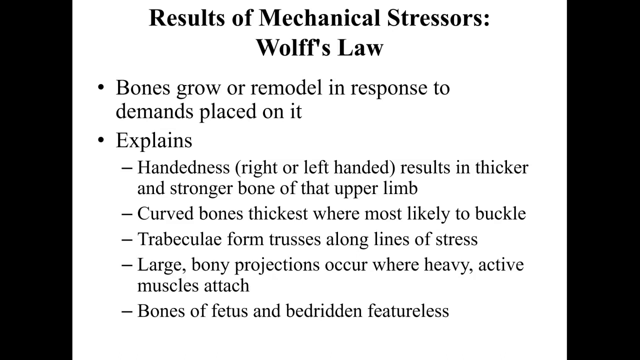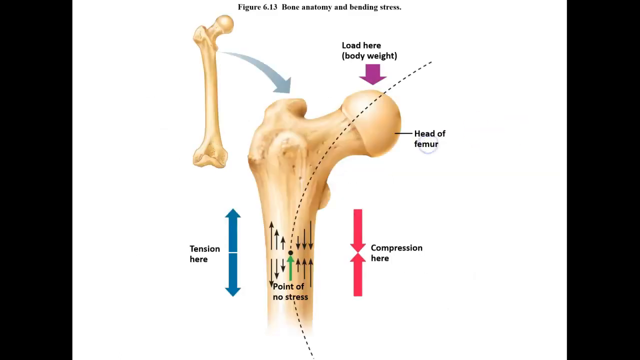And then bones of the fetus and bedridden children are going to be kind of featureless. Since they haven't started to walk yet or hold their head up or use their arms, they're not going to have these structures that you find with mechanical stressors. As they begin to walk or as they begin to get well, if they're bedridden, then you'll see these structures start to form. But if somebody becomes bedridden, then you'll start to see these bones become featureless or start to lose these projections and features.